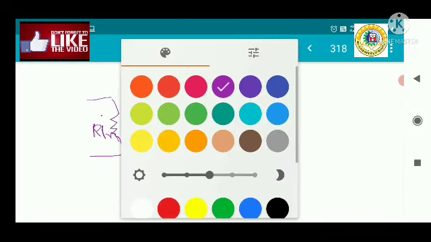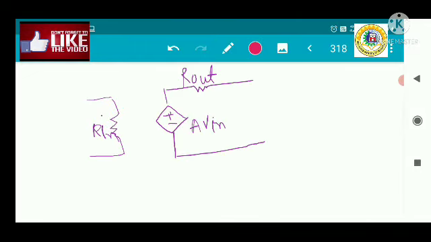So this is the model of the amplifier. Now if you want to connect the input and output to this amplifier, then a load may be connected like this. So this may be your load. Okay, not like this.